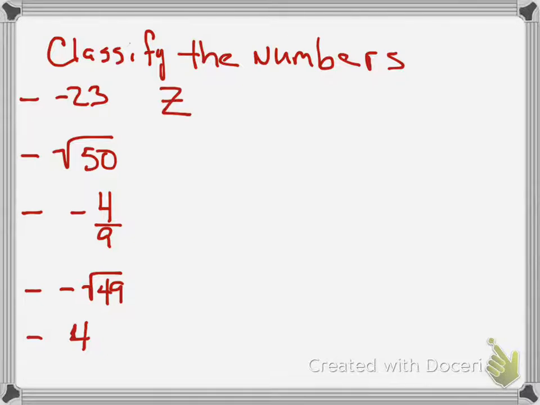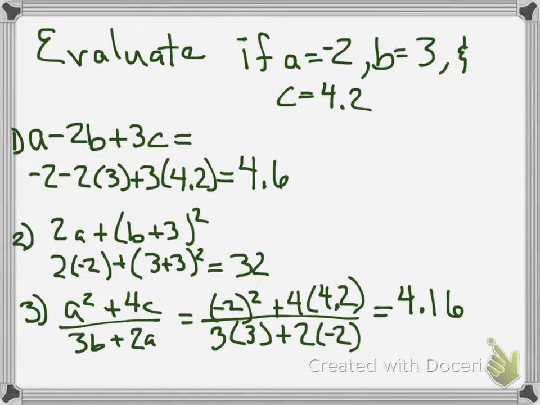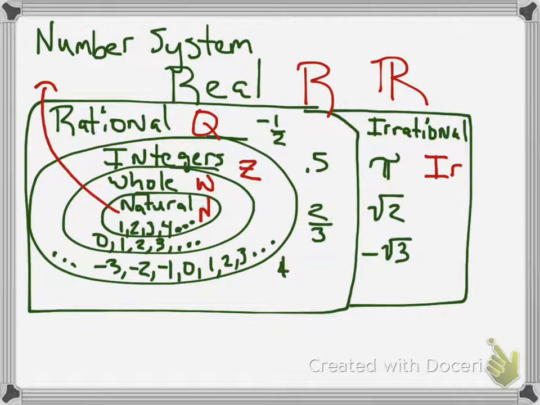That's the symbolic notation for integer, just a Z. Then if it's an integer, it's also a rational number, and it's a real number. So all of these would be real numbers. That goes back to this right here, that if it's a Z, it's rational, it's a real.